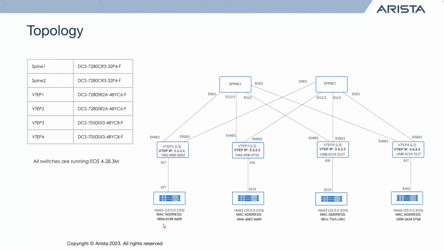And we have hosts in different subnets, so we can simulate different routed flows between networks, different networks in different segments. In terms of hardware support, we have a mix of platforms, starting from R3, also having R2 and X3 series. All of them are going to be running the same software version here for consistency. So we have EOS 4.28.3M being used.